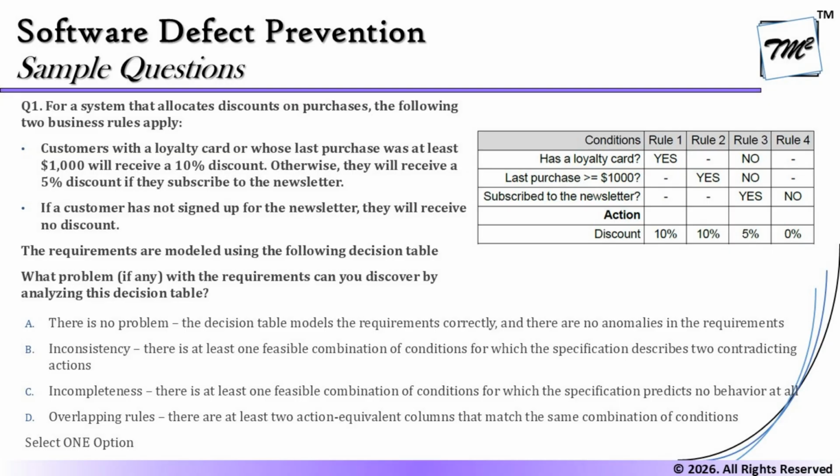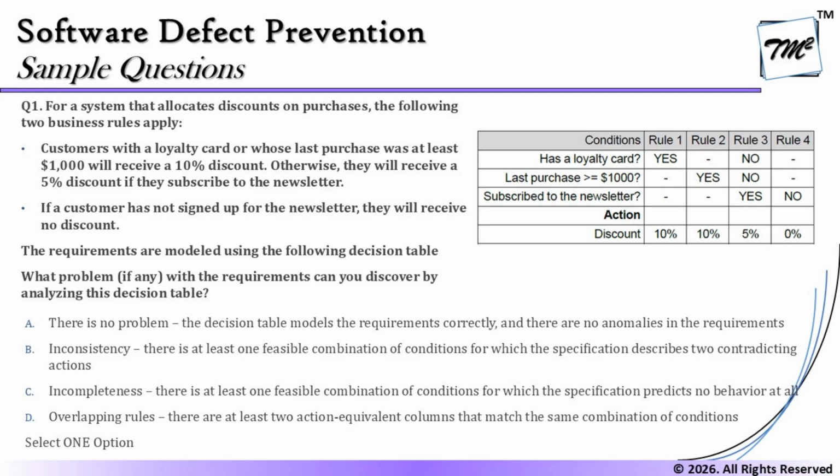So the very first question right here is to talk about the models, which we discussed as our first part of discussion. The question says, for a system that allocates discounts on purchases, the following two business rules are applicable. Rule number one: a customer with a loyalty card or whose last purchase was at least $1,000 will receive a 10% discount. So we have two conditions here, but it's an or condition, not and. So either you have a loyalty card or your last purchase was at least $1,000, then on your next shopping, you will have a 10% discount.